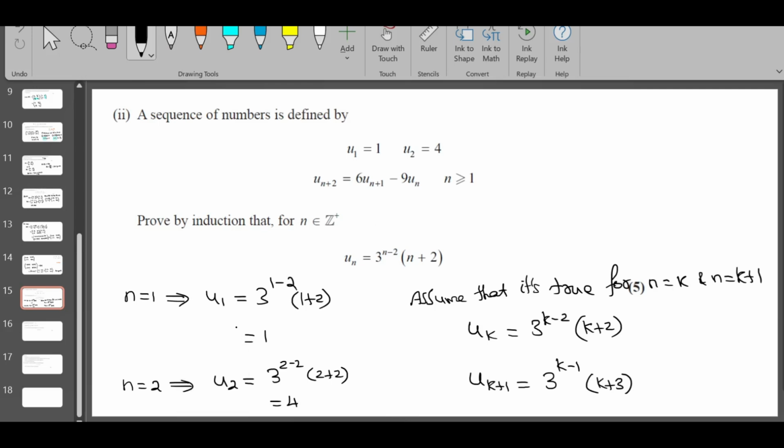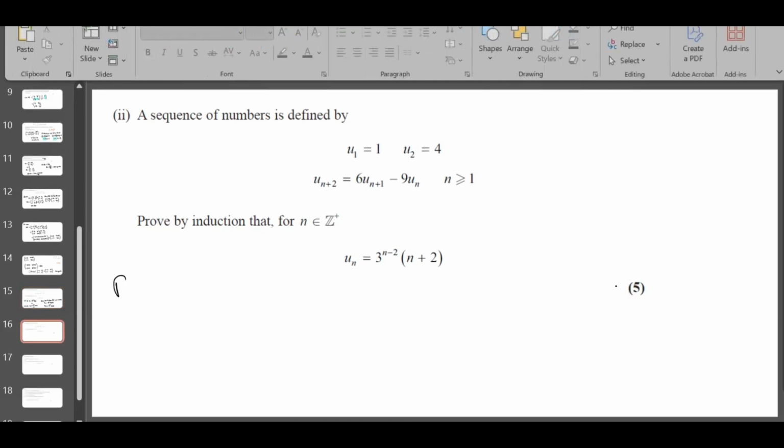Okay, we have proved that for n is equal to 1 and 2. We assume the statement is true for n is equal to k and k plus 1. Now we need to prove it for k plus 2 now. Now for n is equal to k plus 2.